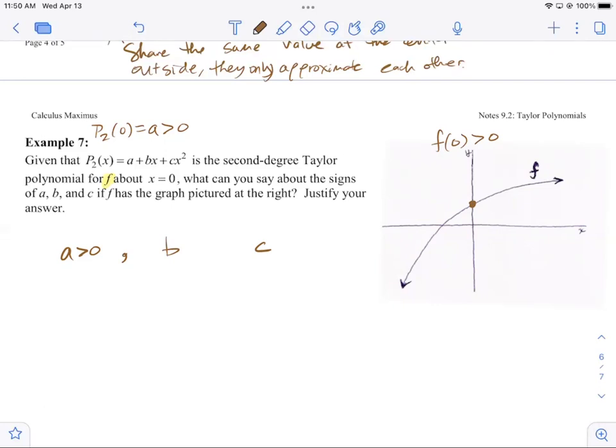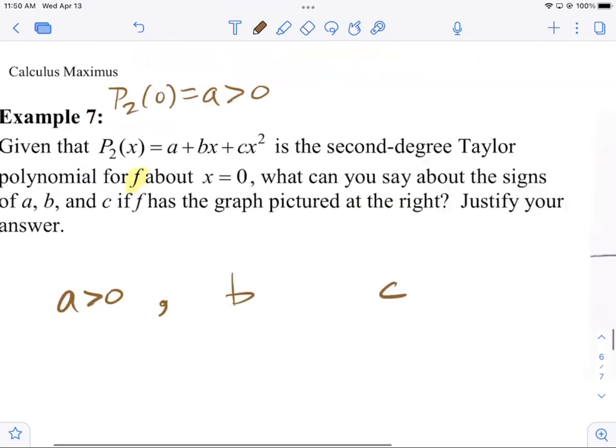Yeah, I would agree with you that f at 0 is increasing and concave down. Does that tell us anything about B and C? I think B is positive, C is negative. Yeah, there you go. Oh, okay. So it's not C squared, it's x.